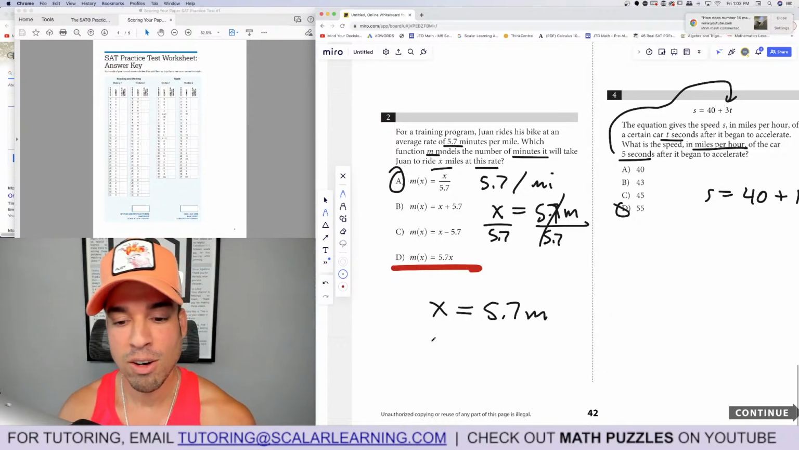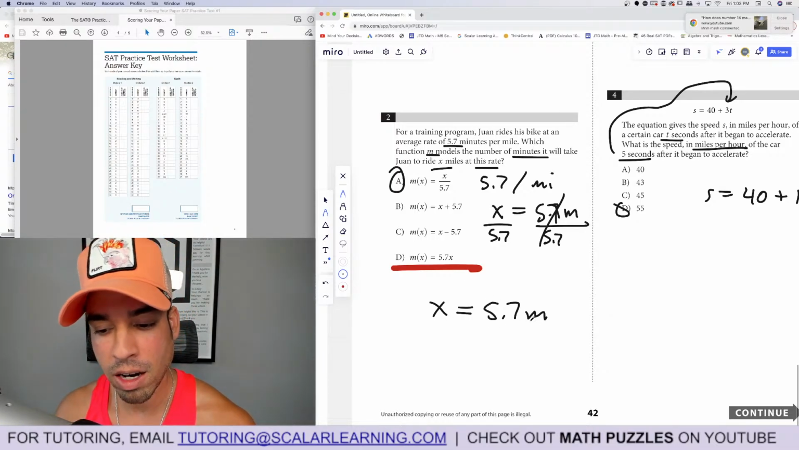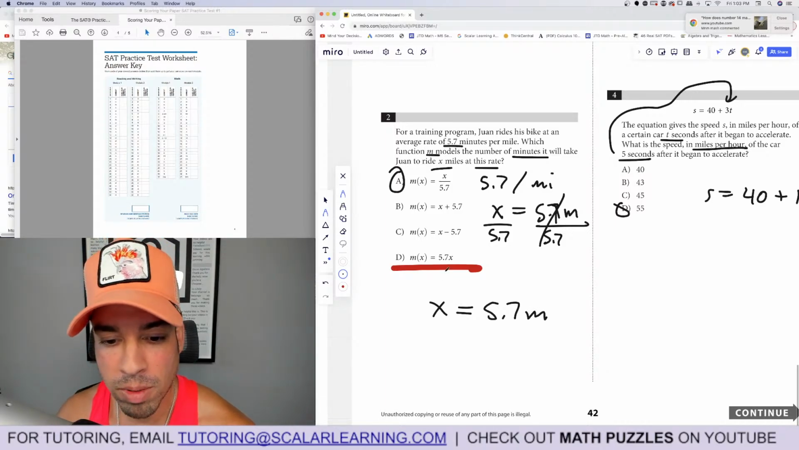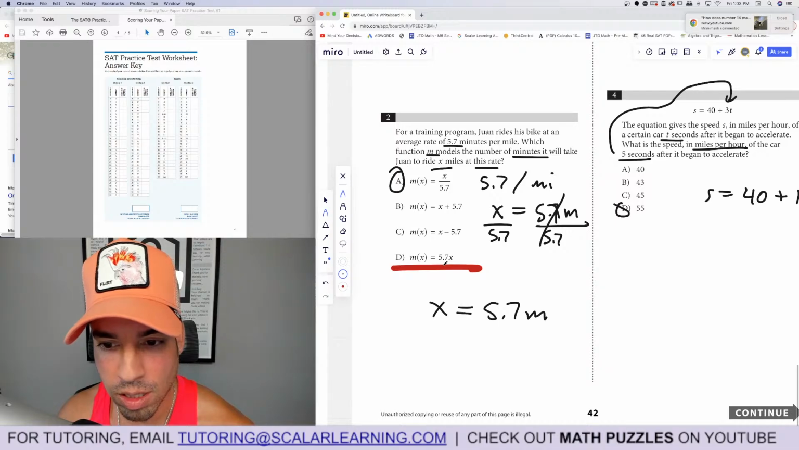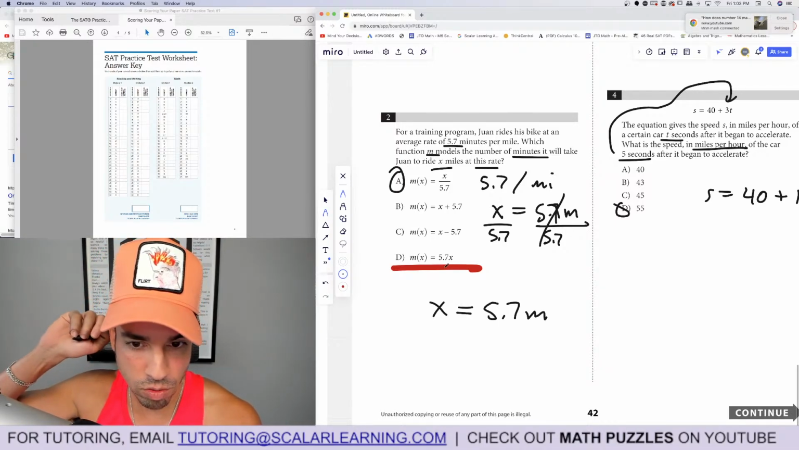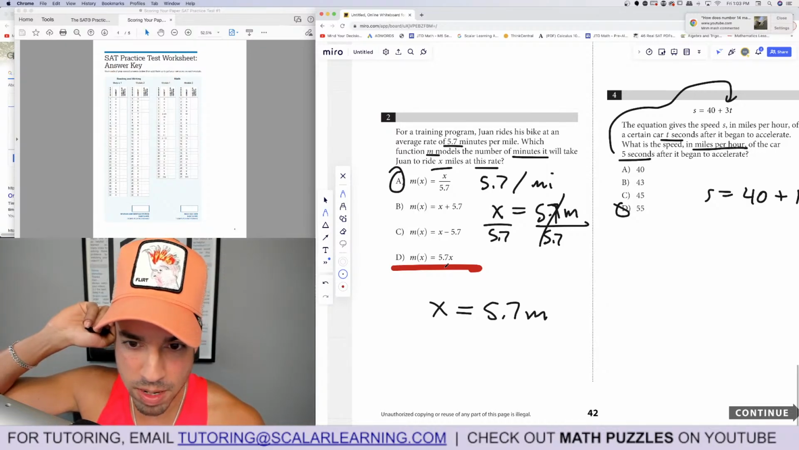I'm so confused. Wait, distance equals rate times time. Oh my God. 5.7. I'm literally just baffled right now that I got this wrong, because now it does actually make total sense. Hold on, let me just process this. How did I get this so wrong? X is the number of miles. So I'll do 5.7 minutes per mile times 1 minute.